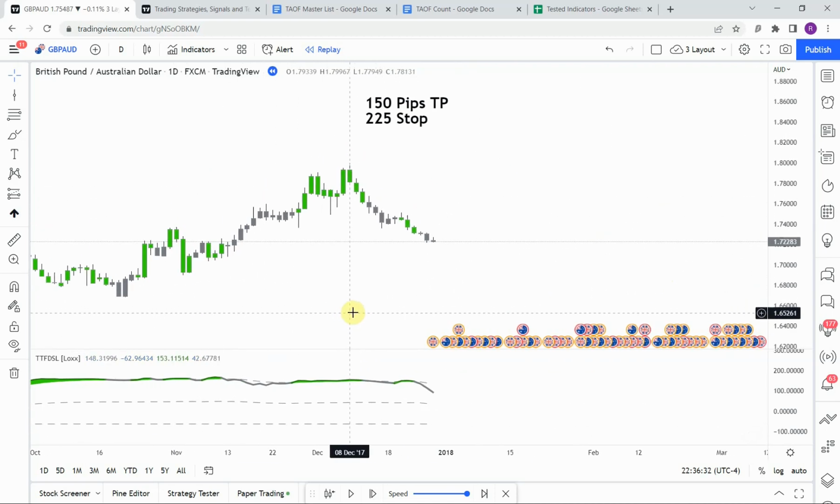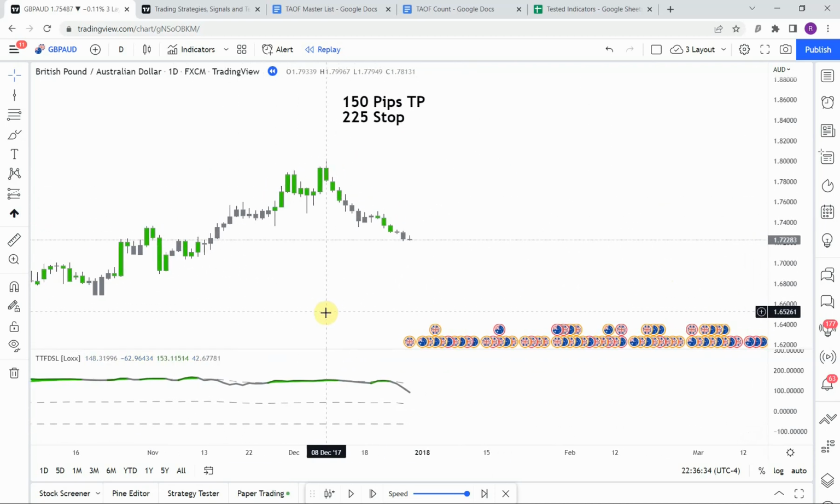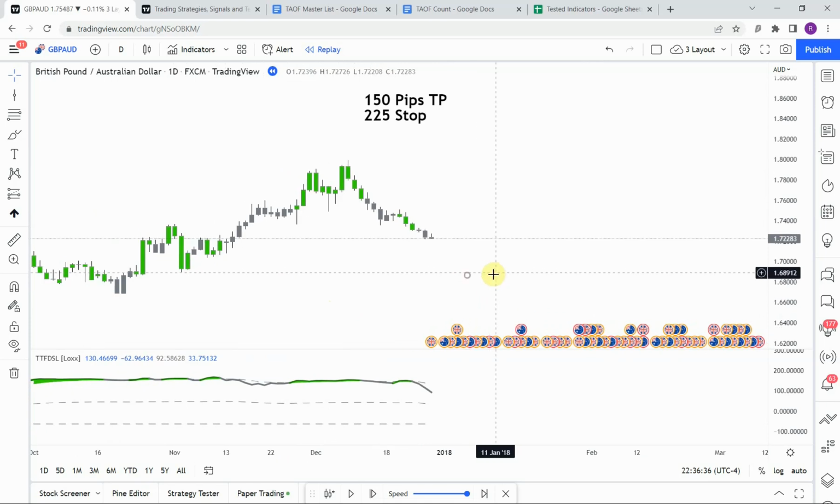So, relatively simple setup here. Not a whole lot to it. Let's go ahead and get on with the testing and see what we can get out of it.